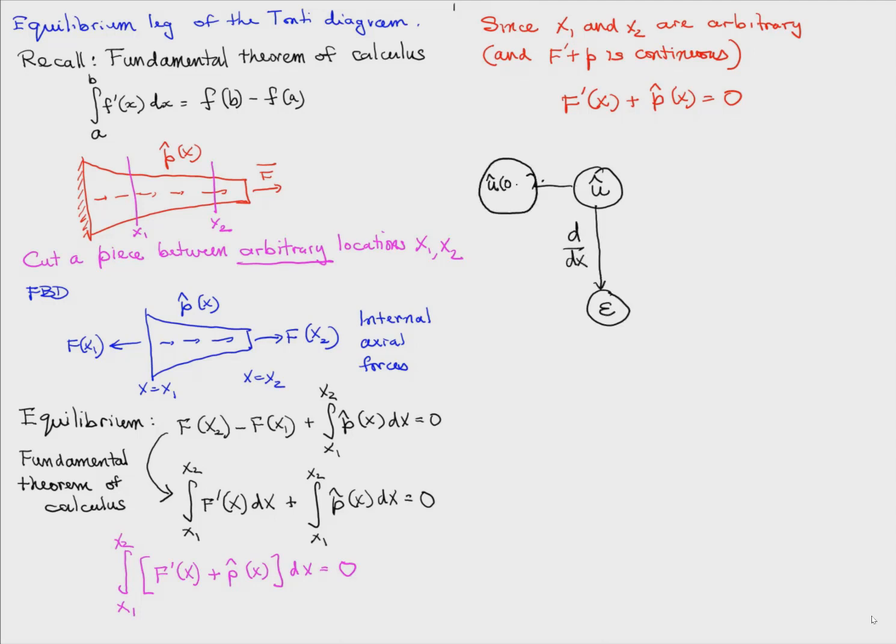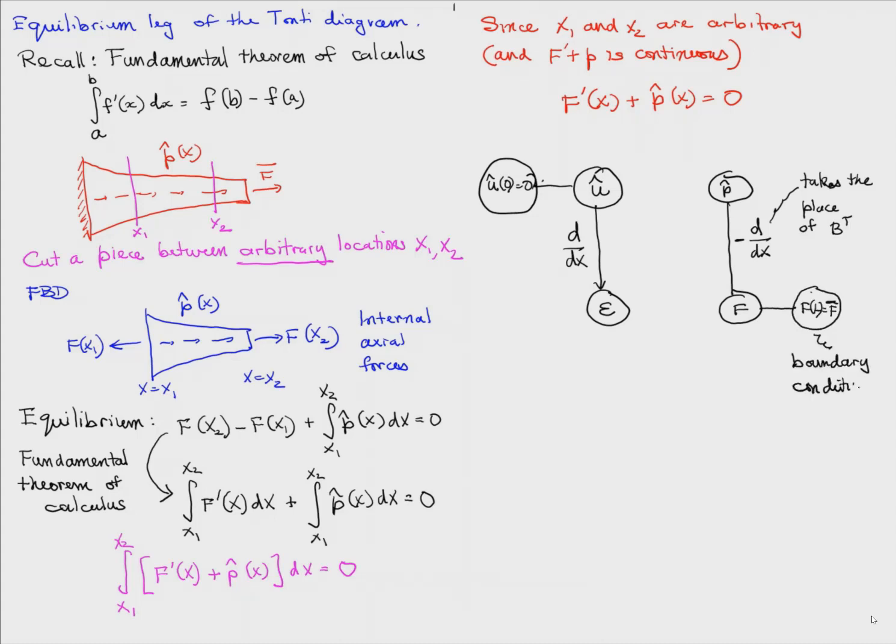So we can now build up the right leg of the Tonti diagram. p hat is related to F by minus d by dx. And we see that the minus d by dx takes the place of B transposed in our truss Tonti diagram. We also have the other boundary condition, F of L equals F bar.